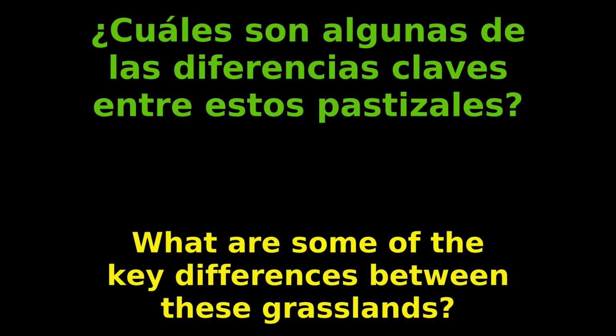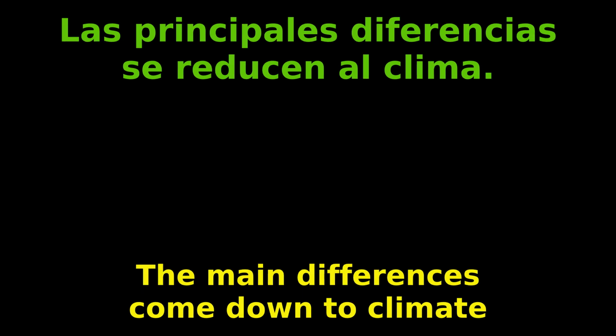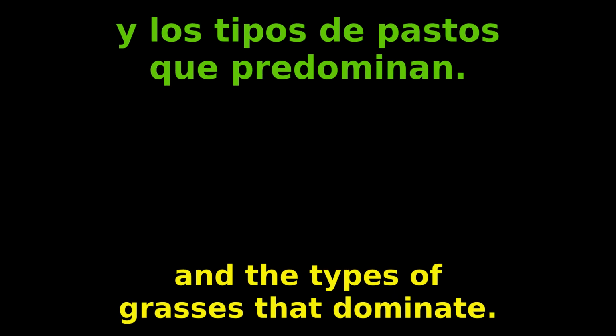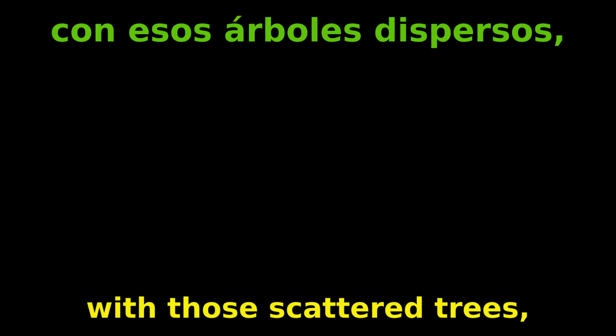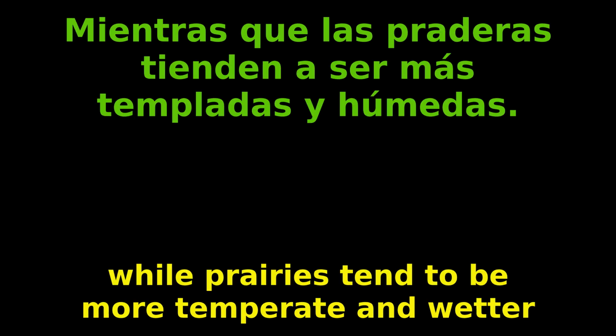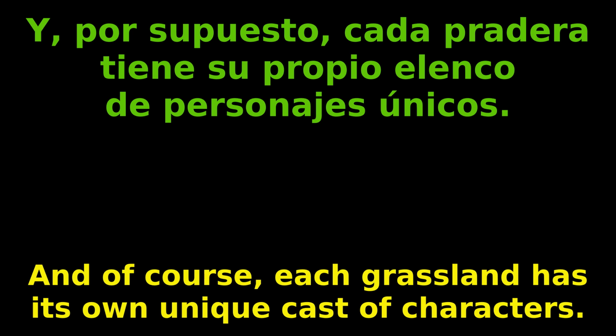What are some of the key differences between these grasslands? The main differences come down to climate and the types of grasses that dominate. Savannas are typically warmer and drier with those scattered trees, while prairies tend to be more temperate and wetter with taller grasses. And of course, each grassland has its own unique cast of characters.